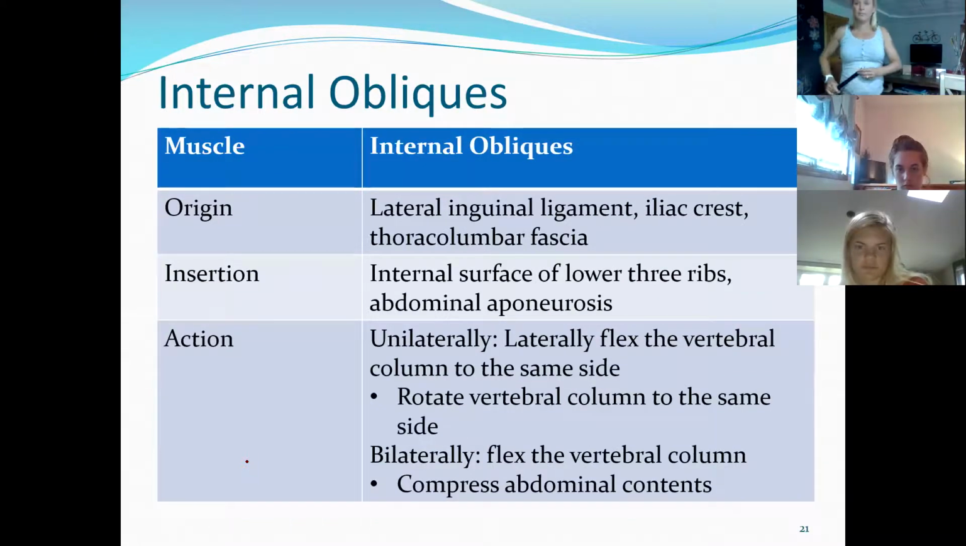The only difference that we see with internal obliques is that rotary piece, okay? So bilaterally, they still cause flexion. They also cause lateral flexion on the same side. So my right internal oblique, right? Lateral flexion, but they're going to do rotation in the same direction. So my right internal oblique causes right rotation. That's the major difference between internal and external obliques: which way it causes that rotation to occur.